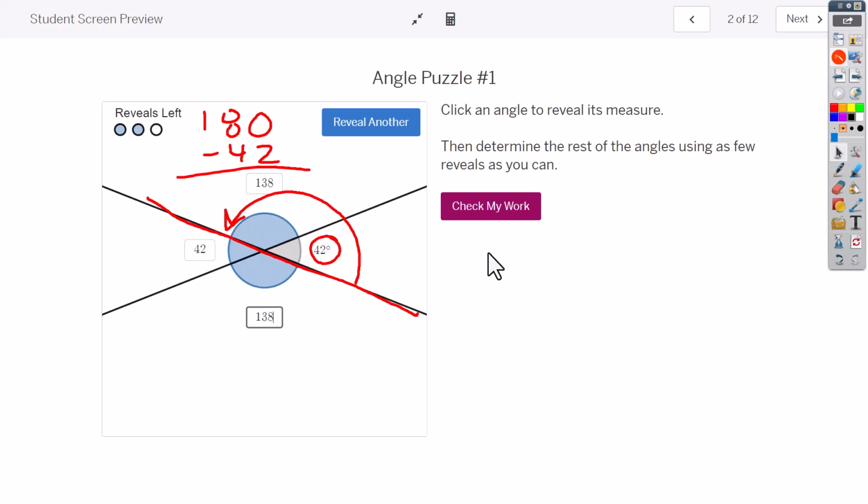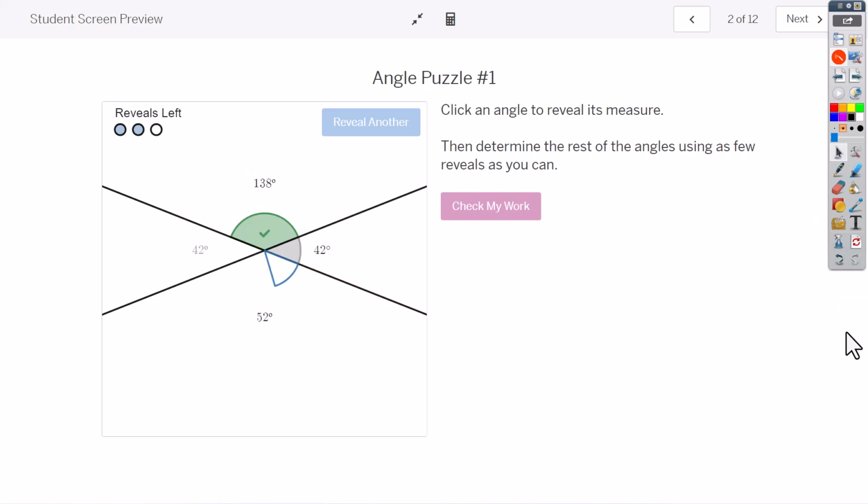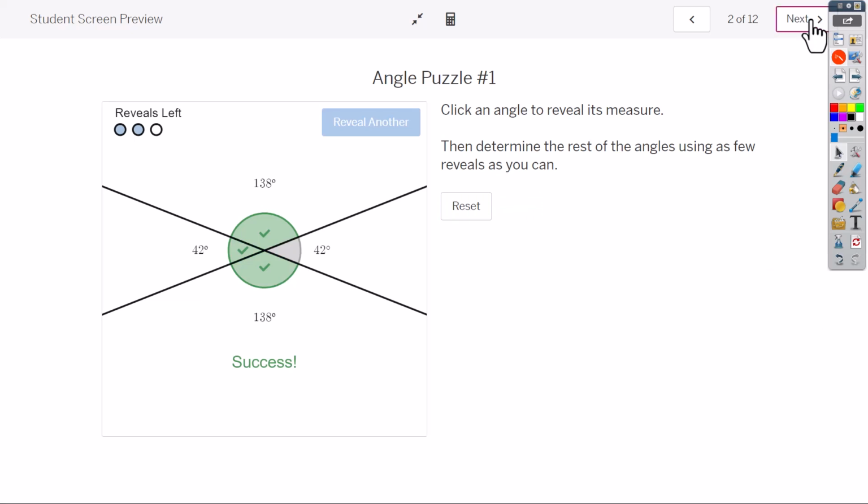So that's how we're going to do these. Just start with a little bit of information and use what we know to figure out everything else. Let's check my work. So far, so good. Great. Let's move on to the next one.